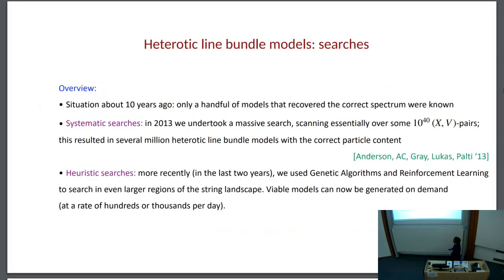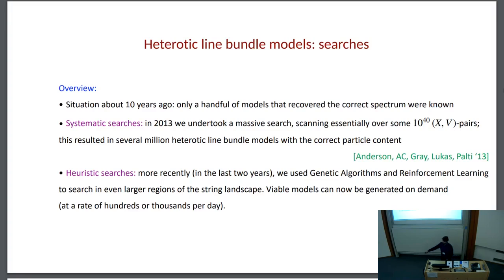So the situation about 10 years ago was that there were only a handful of models that recovered the correct spectrum of the standard model. In 2013, so about 10 years ago, we undertook a massive search, scanning essentially over some 10 to the 40 pairs of manifolds and bundles, and this resulted in several millions of models that have the correct particle spectrum. And more recently, we used heuristic searches, so genetic algorithms and reinforcement learning, to search even larger portions of the landscape, of the string landscape. So now we are at a point where models can be generated on demand.